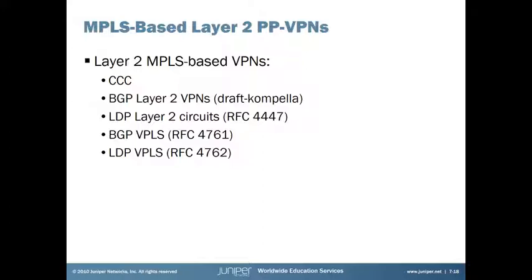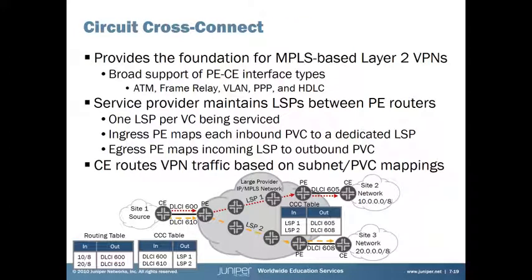So the layer 2 VPNs, there's quite a few of them that have been around over time. We have CCC, BGP layer 2. There's quite a few different variants of it. And that's not all. There are newer ones than that as well. If you go onto the learning portal, there are some learning bytes on even newer layer 2 VPNs than those. So the first one is cross-circuit connect, which provides a foundation for an MPLS-based layer 2 VPN.